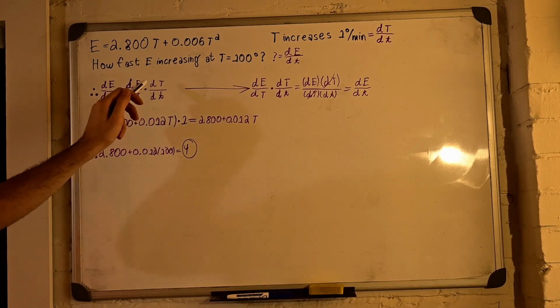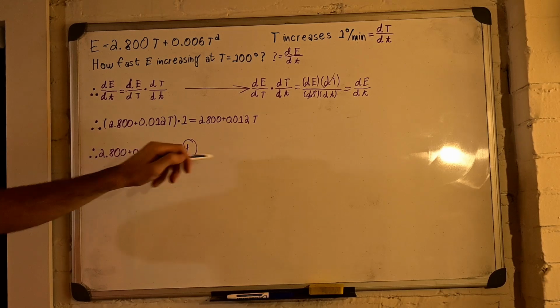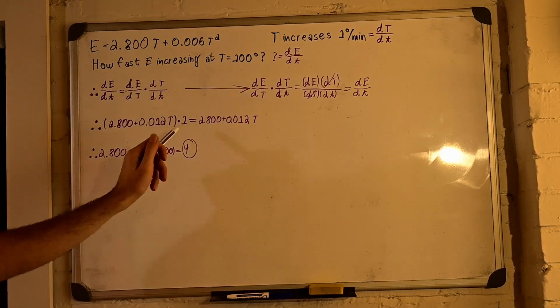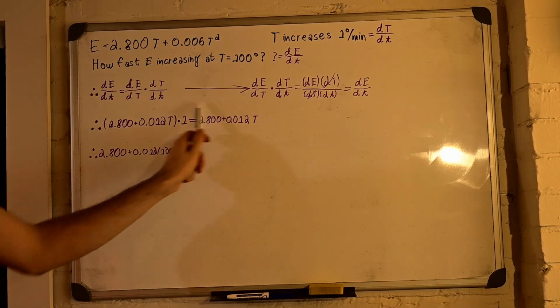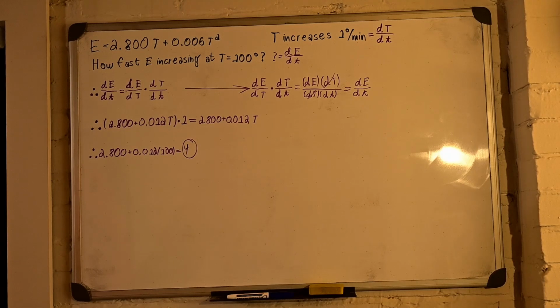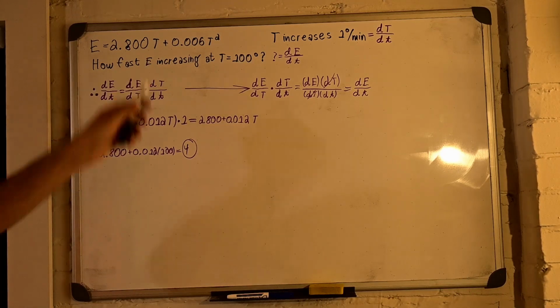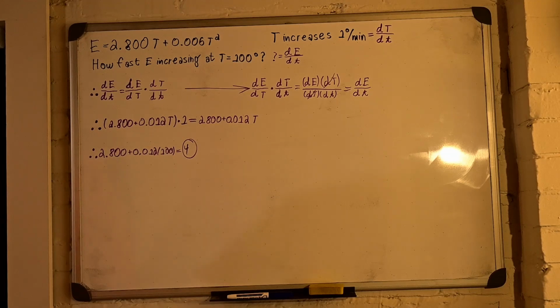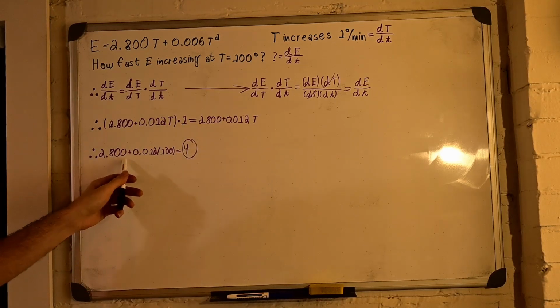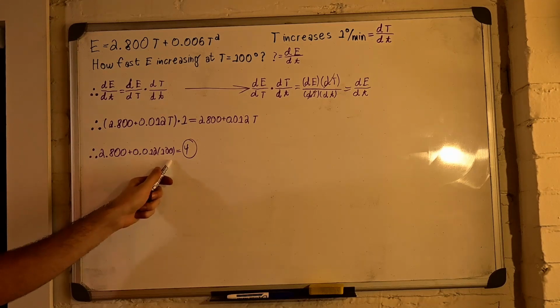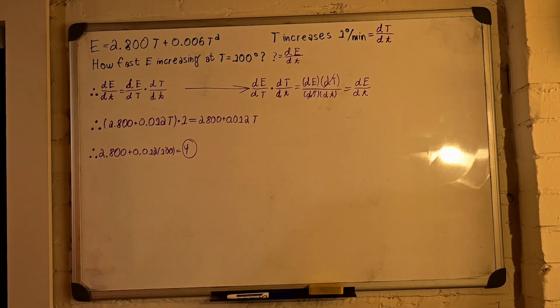Then you multiply that by the derivative of temperature with respect to time, which they gave us as 1 degree per minute. So you multiply by 1. Of course, multiplying by 1 does nothing, so you end up with 2.800 plus 0.012 times temperature. This gives you the rate at which the voltage, or E, is increasing at any temperature. Now, they want us to find it specifically at 100, so you just plug in 100 for the temperature. 2.800 plus 0.012 times 100 equals 4, and that is the answer to the question.